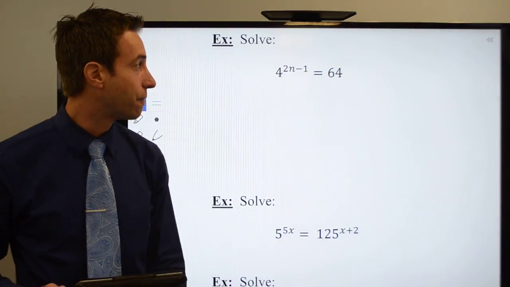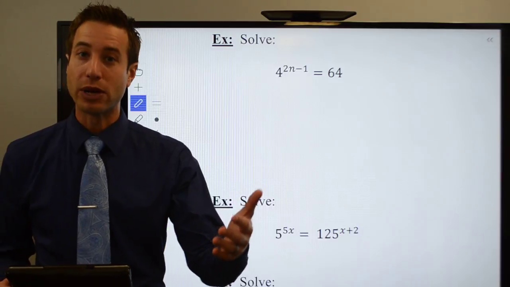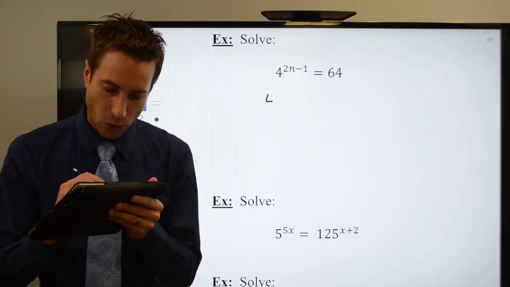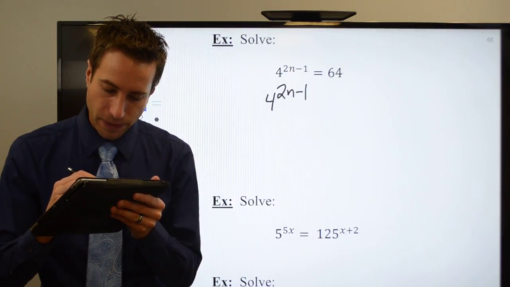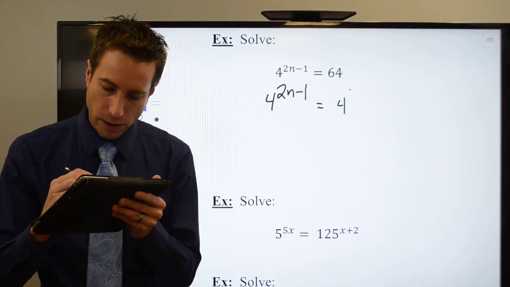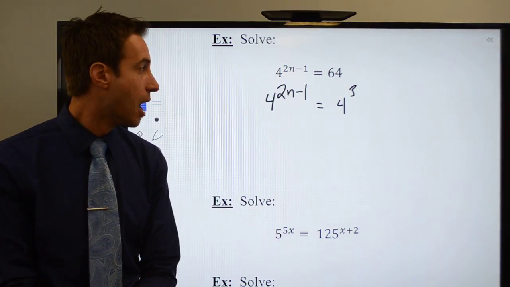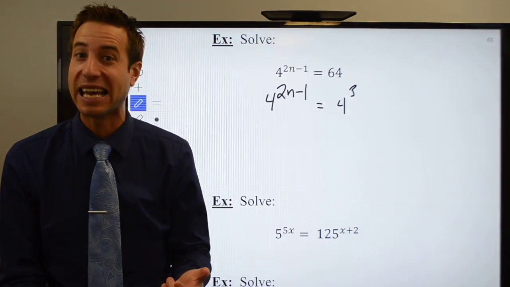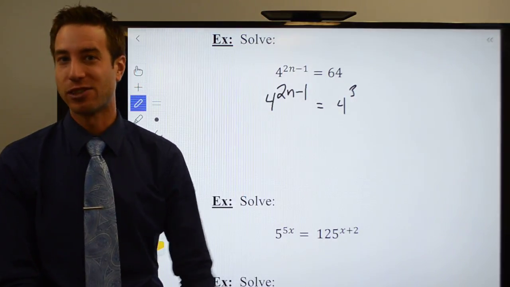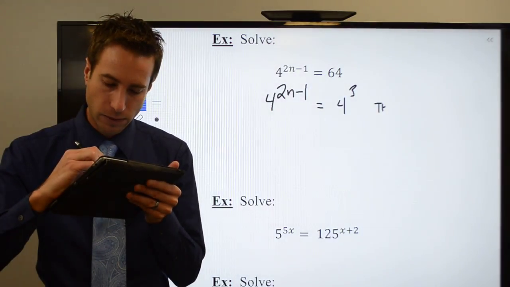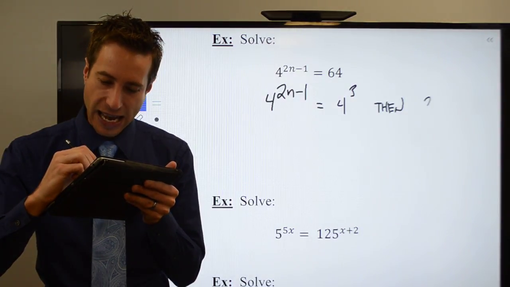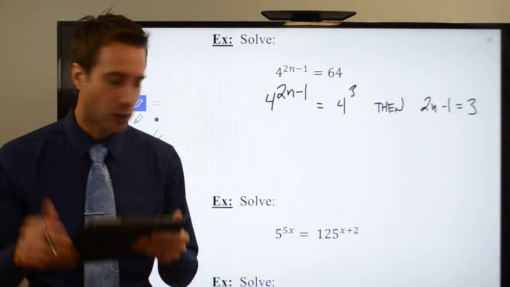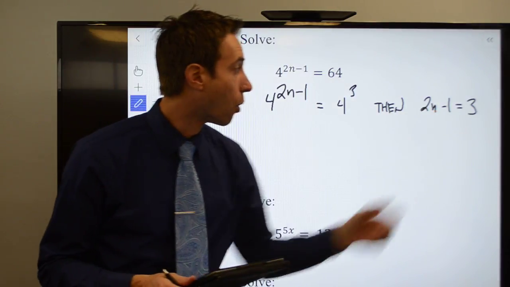4 and 64. Well, again, I know I can rewrite a 64 as a 4 to the third power. So I'll have 4 to the 2n minus 1 is equal to 4 to the third power. Well, my bases are the same. I don't have any properties of exponents I need to take care of here. I don't have any powers of powers, so there's nothing to multiply. I'll just simply go, since the bases are the same, then I know 2n minus 1 has to be equal to 3. I got to set those exponents equal to each other, and we'll solve for n.